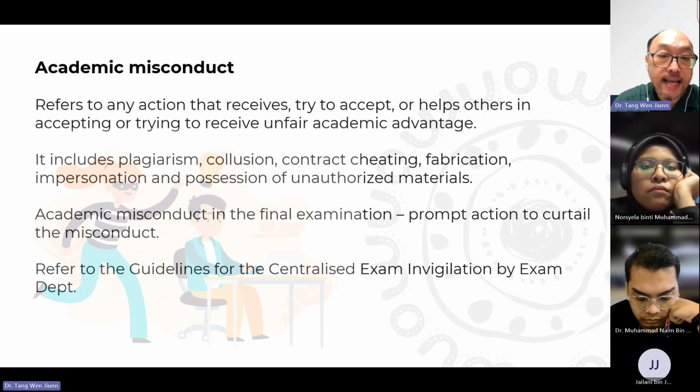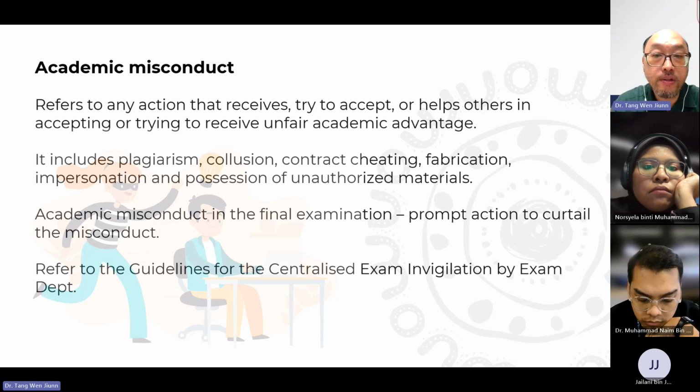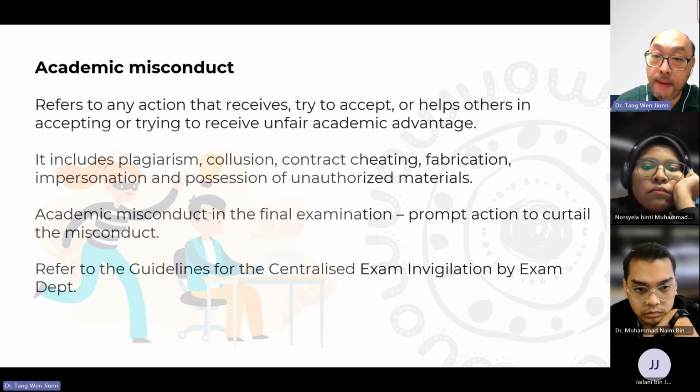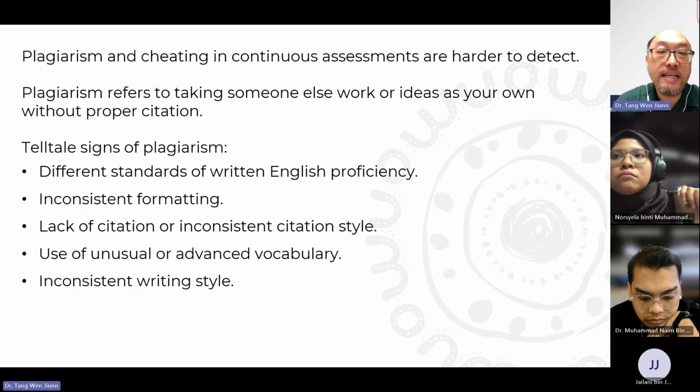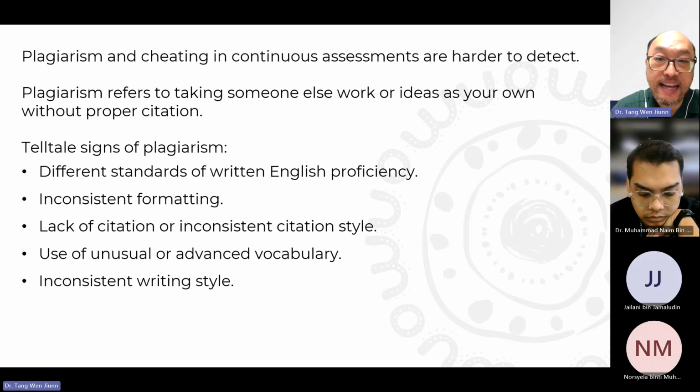So for the final exam, it's straightforward. If you happen to invigilate and you see any misconduct there, you can take prompt action to stop the misconduct. And I believe you all have been briefed by the exam department on what needs to be done if these kinds of things happen. The challenge normally is for the continuous assessment, especially if you ask them to write reports. All these assessments will be exposed to plagiarism and also cheating, which are harder to detect.